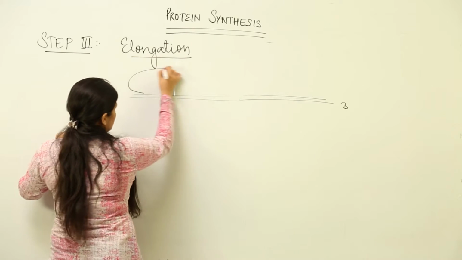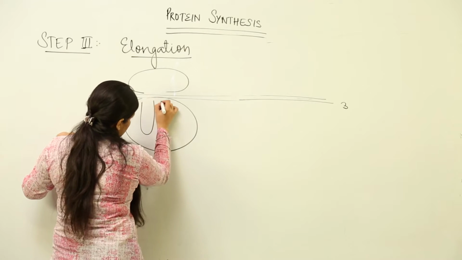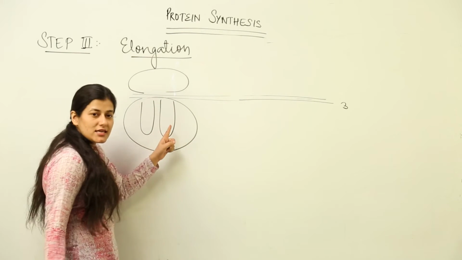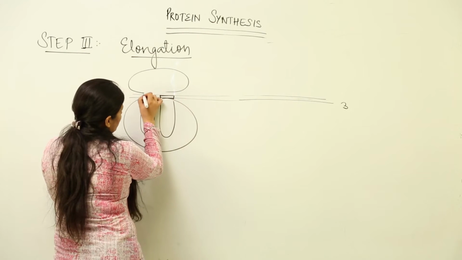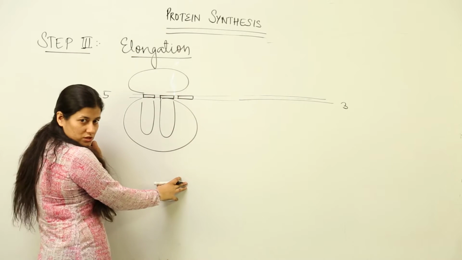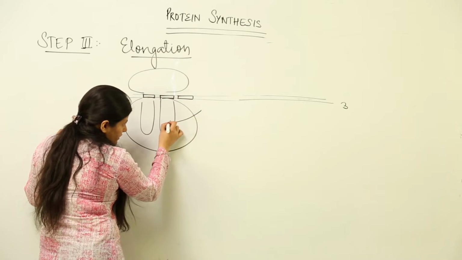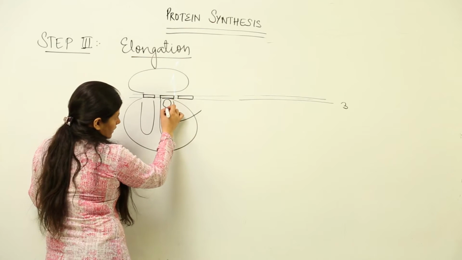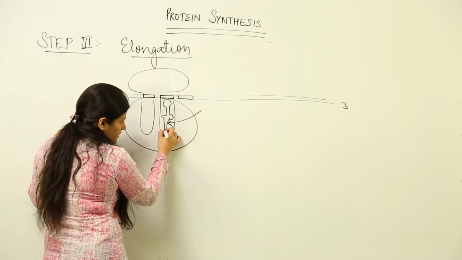The smaller subunit lies over here and the larger subunit lies over here. This was the P site and this was the A site. The A site was empty, ready to take up the amino acid or the charged tRNA according to the coding sequence which was present. Now, as soon as the tRNA comes over here, let this be the tRNA, I am just drawing it like this.